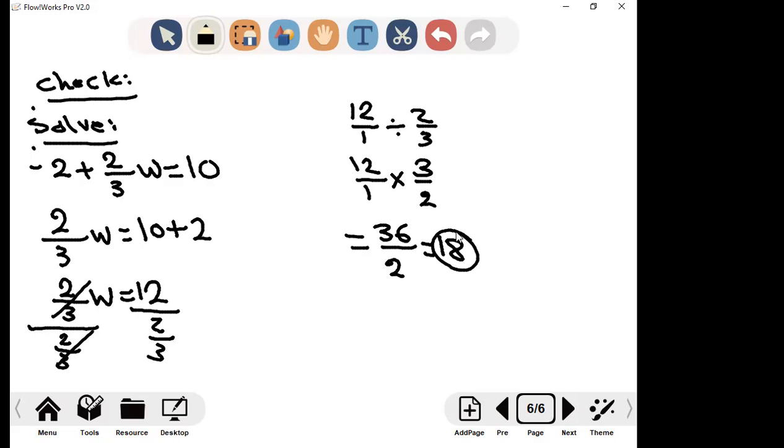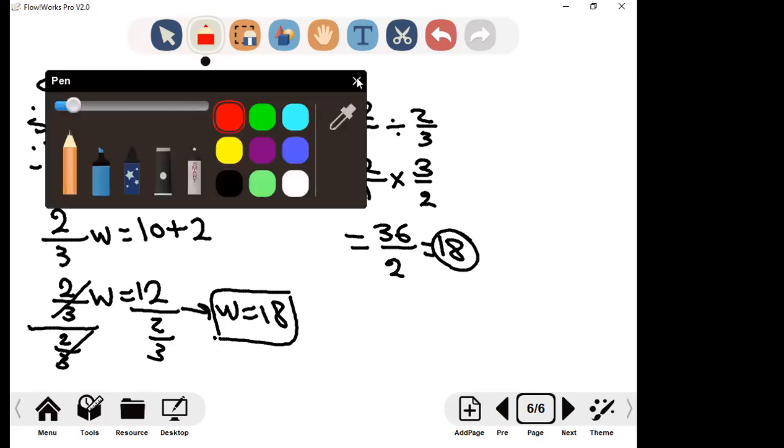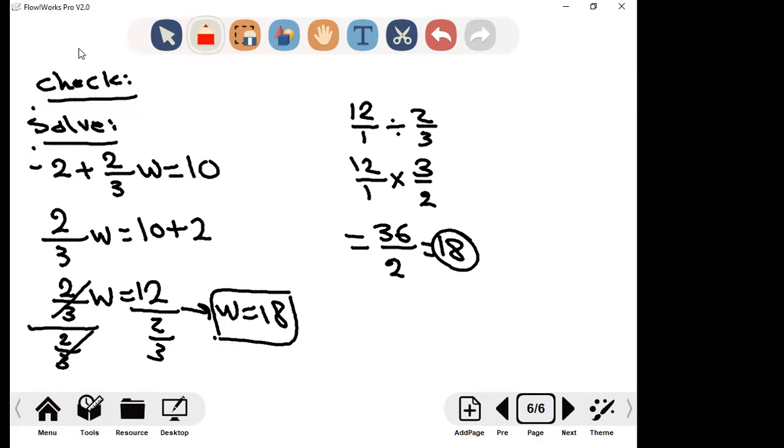So here W is 18. Time. How we check our answer? Yeah, let's check this W. Okay, let's check. Replace this W here by what? The answer should be what? Yeah, 2 multiply 18. 36 divided by 3. 12 minus 2, right?